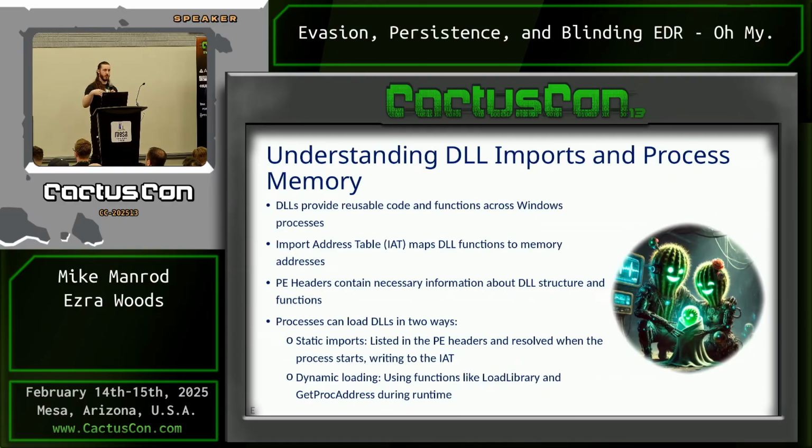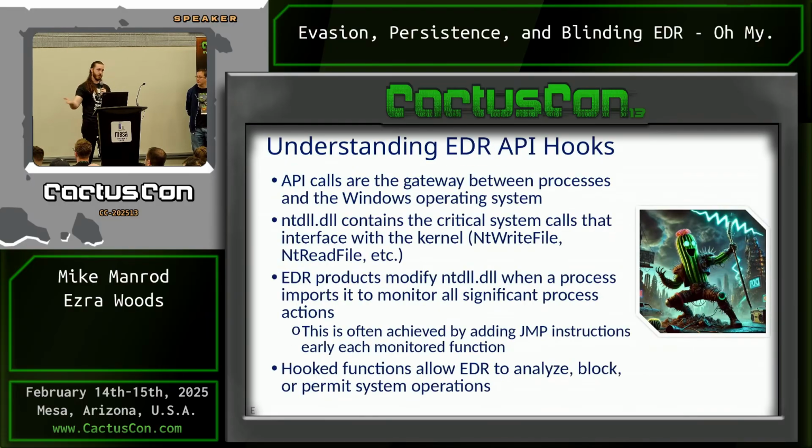And when that happens, the PE headers for the process will contain the information about the DLLs it needs. So essentially, you launch a process, Windows is going to read that PE header, give it the imports it needs, and it'll store those in the address table. And that's mostly for static imports. You can also do dynamic loading, which if you've ever done any malware analysis, you'll probably recognize LoadLibrary and GetProcAddress. Those are how you dynamically resolve those DLLs.